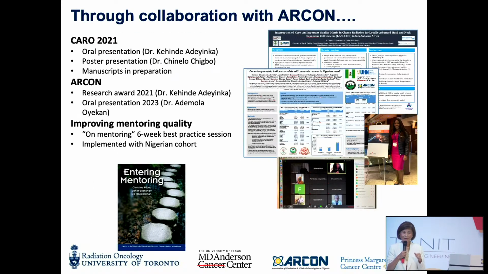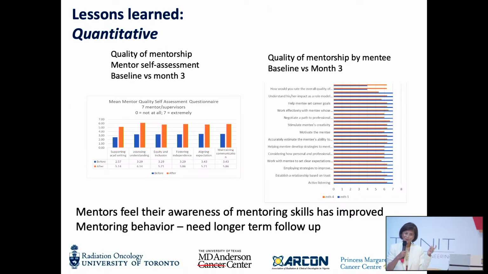Through the collaboration with AORTIC, here is a summary of some of the accomplishments, with 2 of your trainees, Dr. Adayinka and Dr. Chigbo, being accepted at a Canadian conference. Dr. Chigbo actually traveled to us. We were able to listen to her presentation and also show her our center, and all the manuscripts are currently in preparation. The research awards that I gained, go back for a minute.